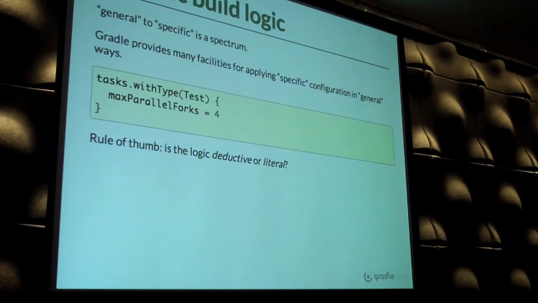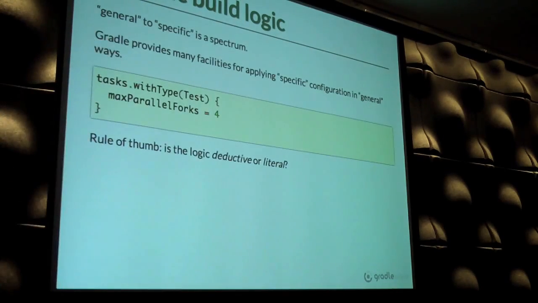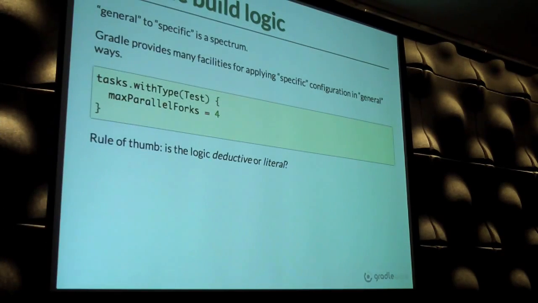Now, I said it's a bit fuzzy and it's a spectrum. So we have all kinds of mechanisms in Gradle for actually applying specific logic in a general way. So here we're saying that all tasks of type Test get this configuration. So we've got a kind of reuse mechanism, a kind of generalization happening, but it's still very specific logic. In this build, all the test tasks have this characteristic. So it's not necessarily the fact about whether it's reusable or entirely literal.